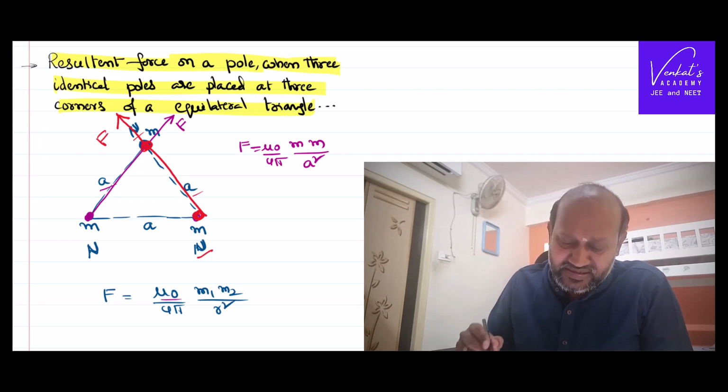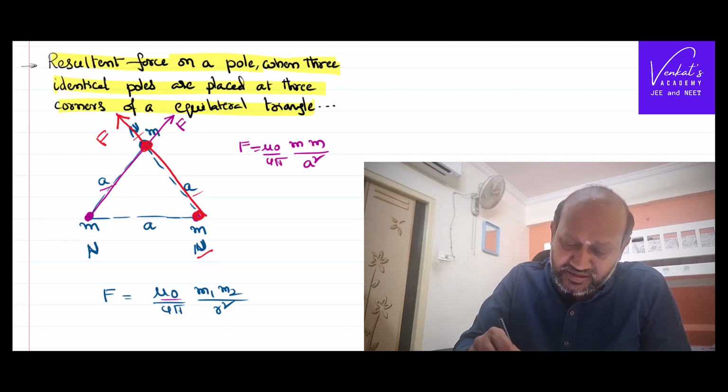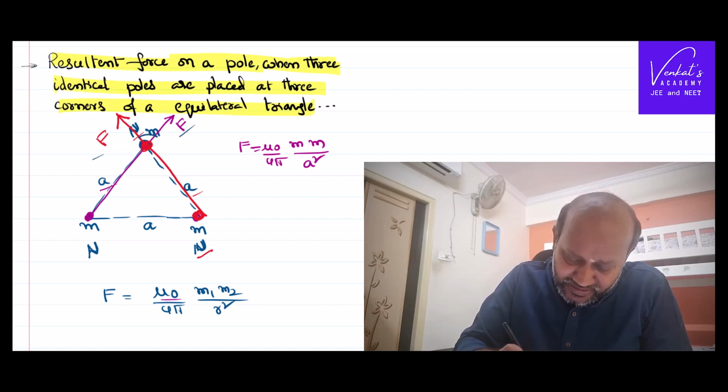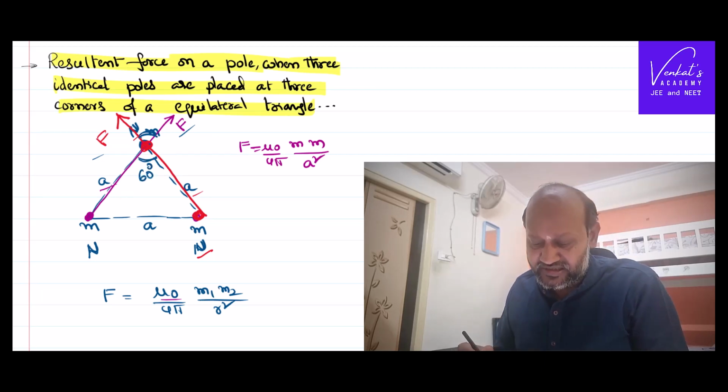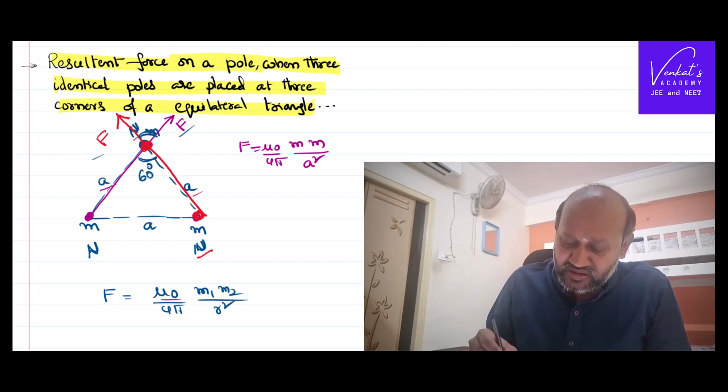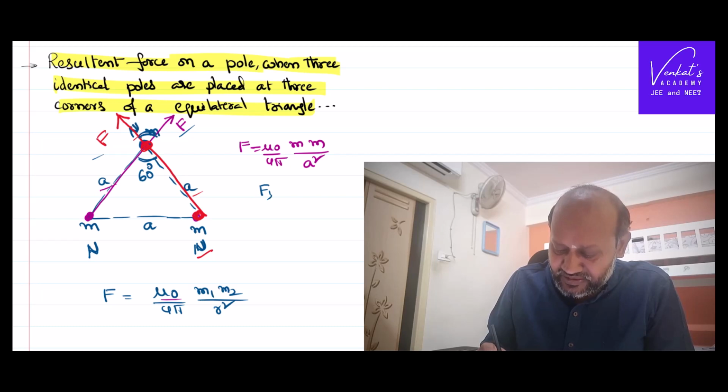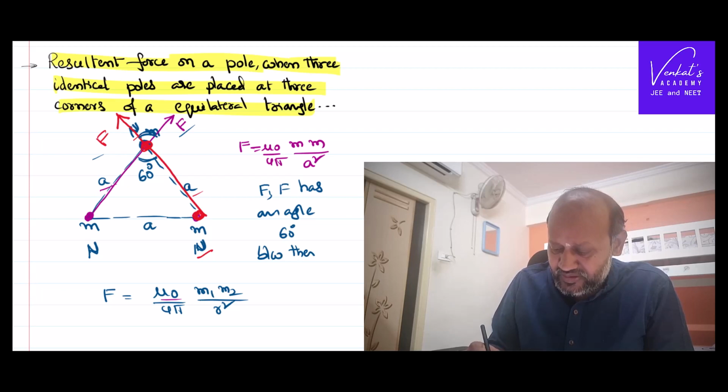Now what we can see is there are two identical forces F and F separated by an angle theta. How much is this angle? Because it's an equilateral triangle, that angle is 60 degrees. So there are two forces F1 and F2, F and F, both identical, with an angle of 60 degrees between them. Now force is a vector.